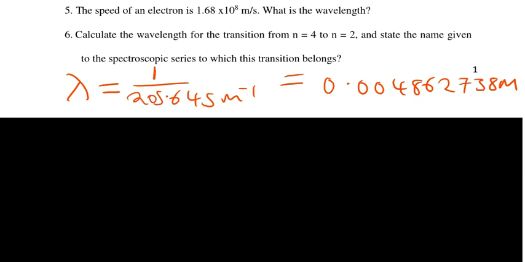So we can take it to centimeters. How do you take it to centimeters? We know a meter is equal to 100 centimeters. So we can multiply it by 100. If we multiply by 100, we have something like 0.486 centimeters. Okay, that's still fine. We can still understand that value.